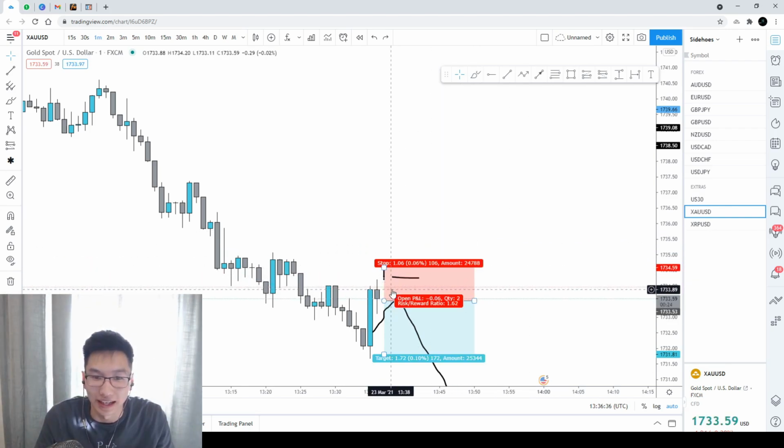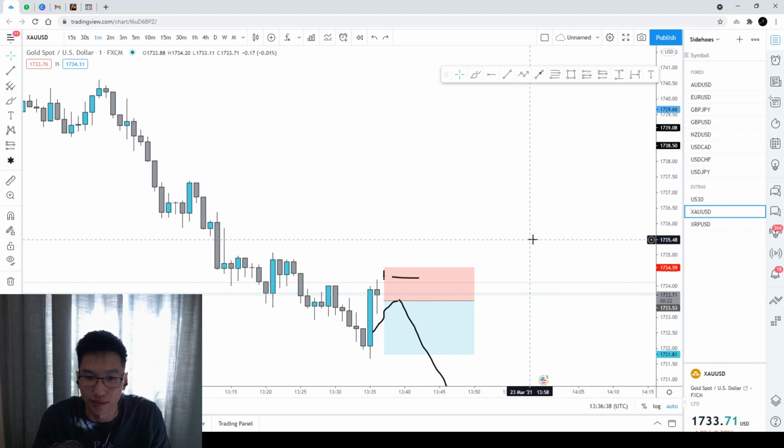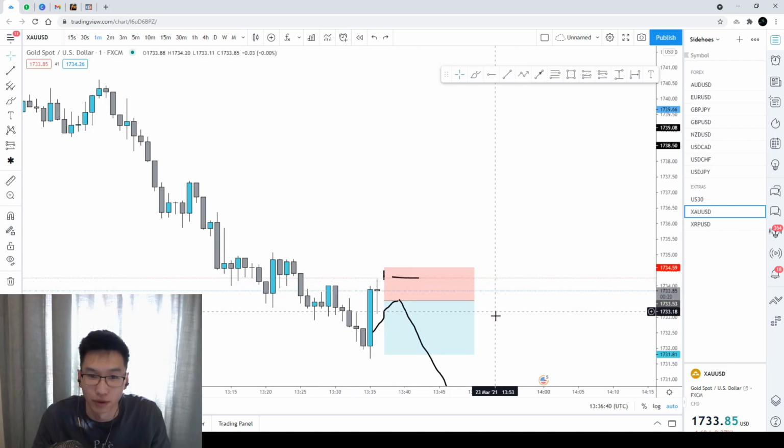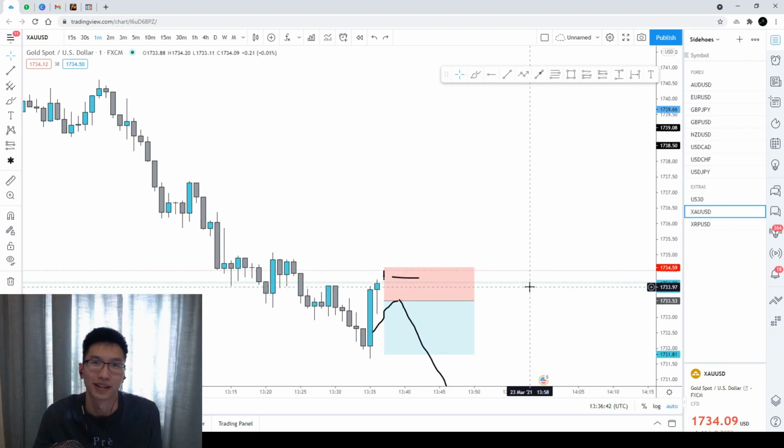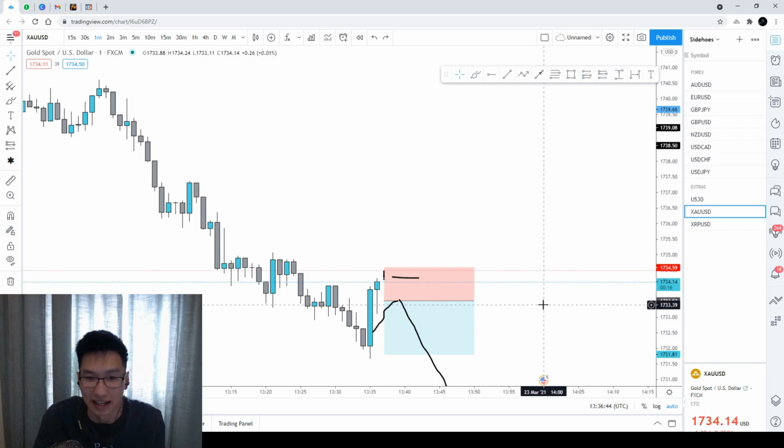But if I keep it here, I still don't think I've been stopped out yet, potentially from this peak of the wick here. But again, it doesn't matter, it's not a real trade, I'm just giving an example.